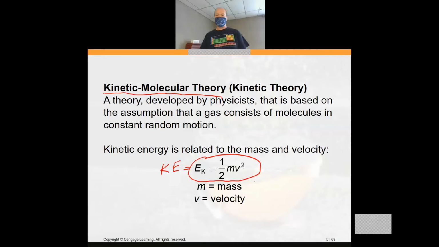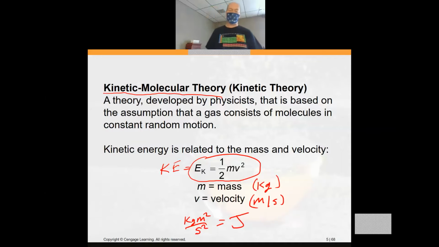Now, mass, we want to use the SI unit for mass, so we want the mass in kilograms. Velocity is going to be a speed. That is going to be in meters per second. And when you take kilograms times meters per second squared, you get units that are kilogram meter squared per second squared. And that is a joule. So you need to know that a kilogram meter squared per second squared, that is the SI unit for energy, which is the joule.